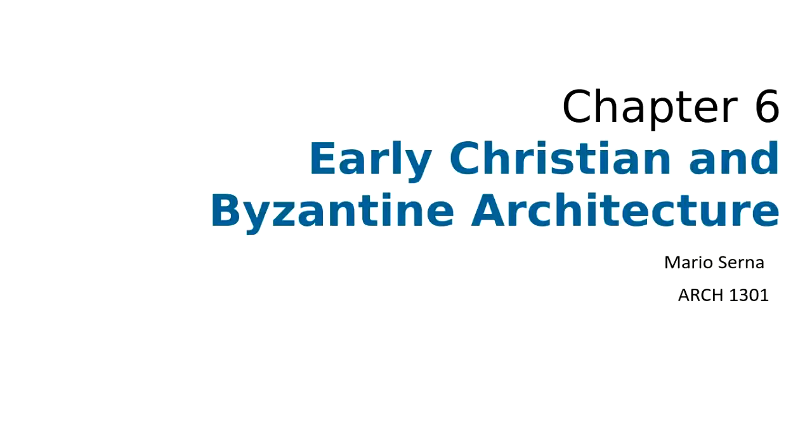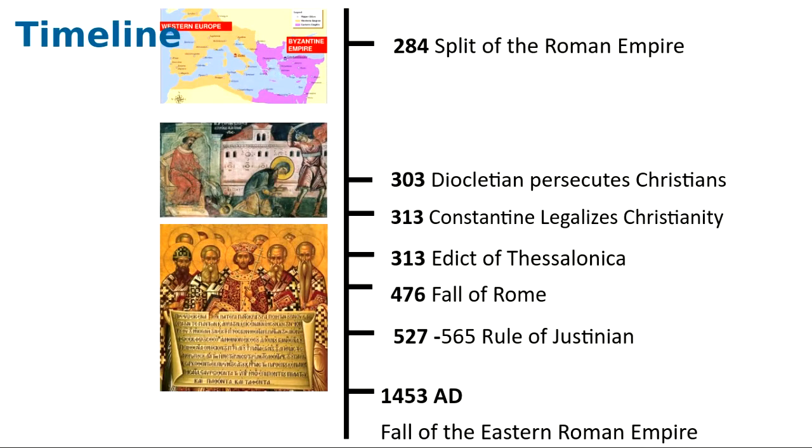Hello, class. Let's start with chapter 6, which is early Christian and Byzantine architecture. So let's continue. We just ended the Roman Empire, and you'll see that it's a very clear segue. So let's go a little bit into history.